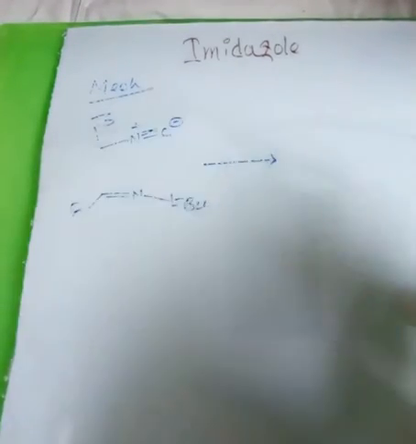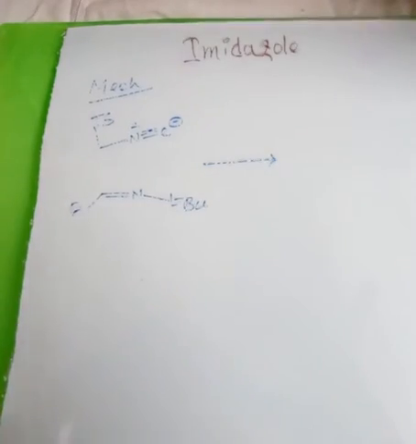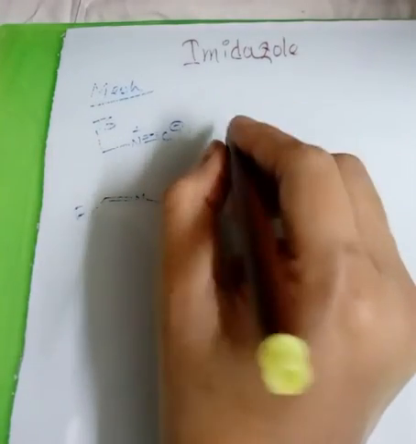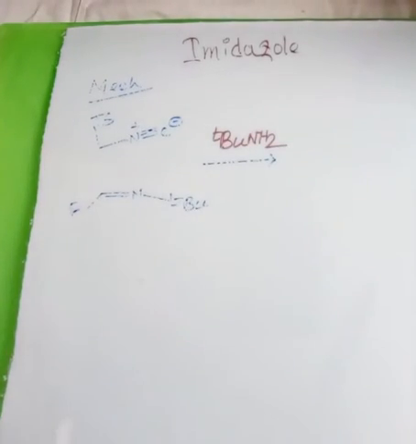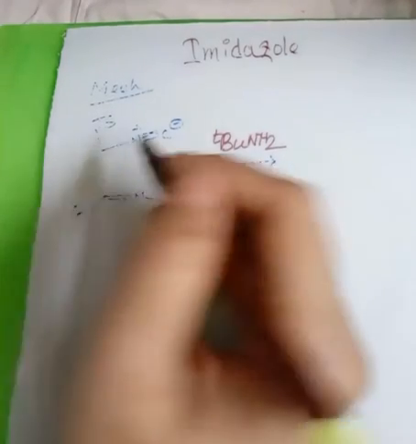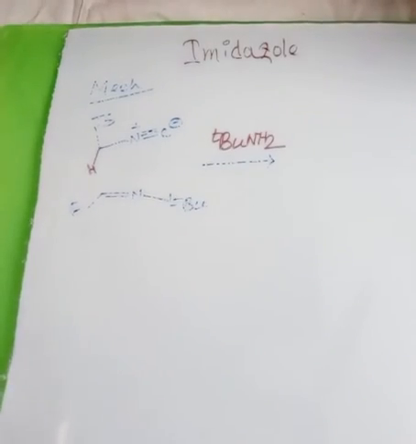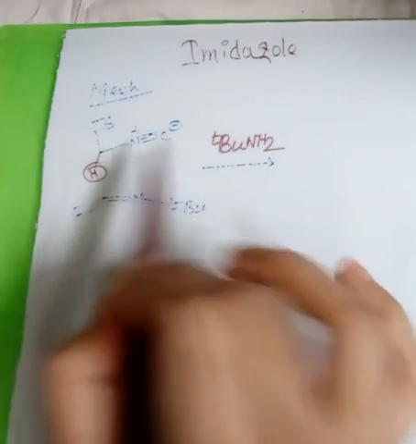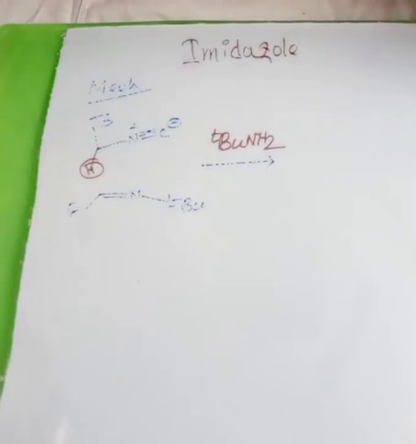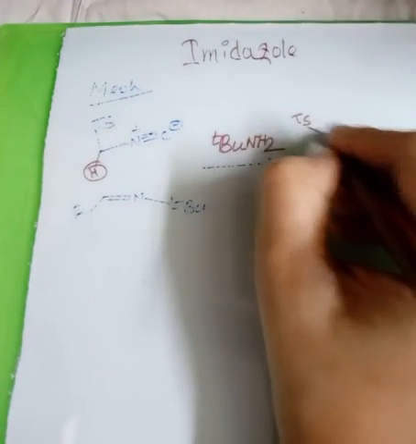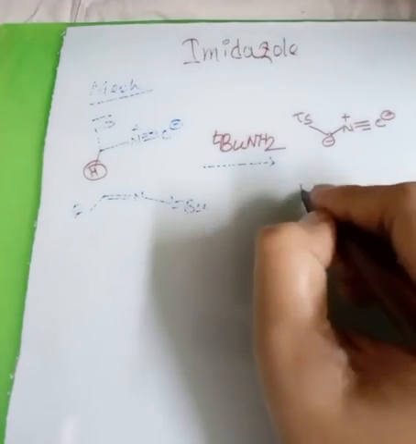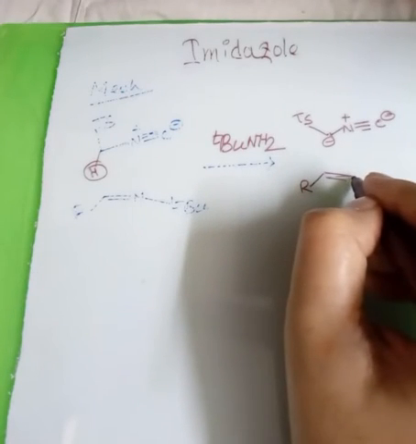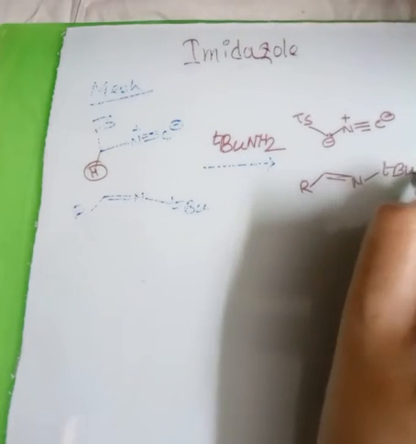Now we will add a base, that is tertiary butyl amine, and that base will deprotonate that position. Actually this is not deprotonation, this is an acid base reaction. That base captured that hydrogen and generates a negative charge at that position, and we get a negative charge here, double bond in tert-butane.